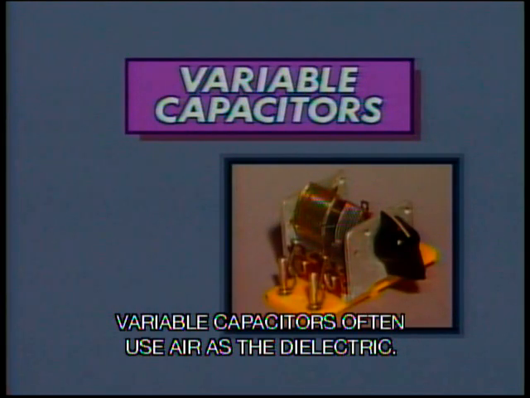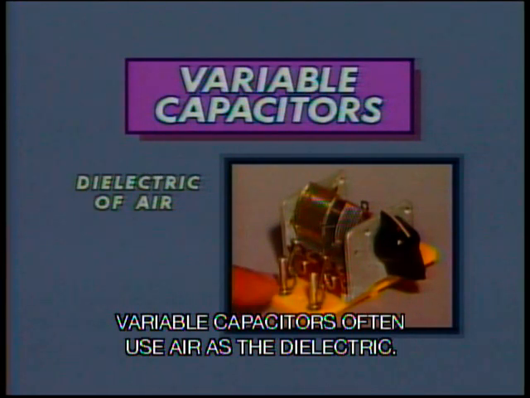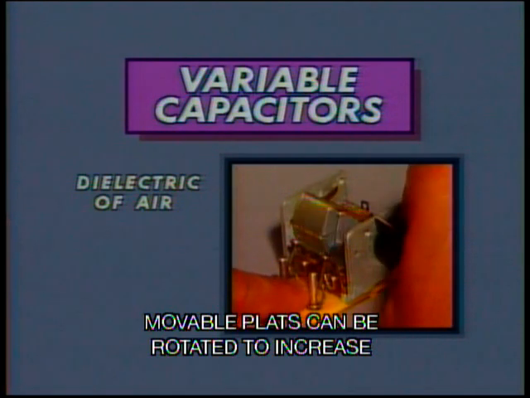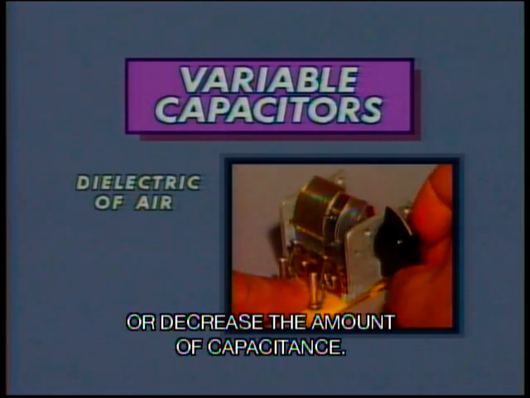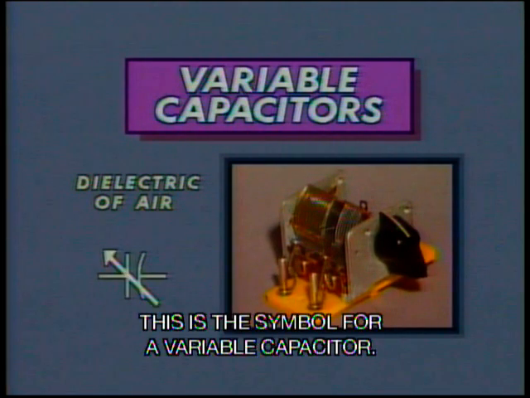Variable capacitors often use air as the dielectric. Movable plates can be rotated to increase or decrease the amount of capacitance. This is the symbol for a variable capacitor.